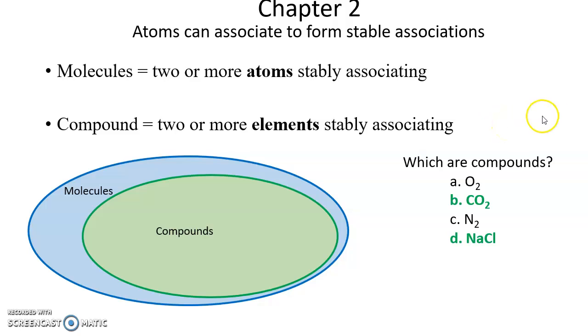When atoms associate stably, they form molecules. So a molecule is 2 or more atoms stably associated. Now, a compound is 2 or more elements stably associated. So that means there are 2 or more different kinds of atoms. So this little Venn diagram here shows you have lots of things that are molecules, and some of those molecules are also compounds. So the selections here, we see that carbon dioxide and sodium chloride are both compounds as well as molecules, while oxygen and nitrogen, in the states that we normally find them in the atmosphere, are only molecules.